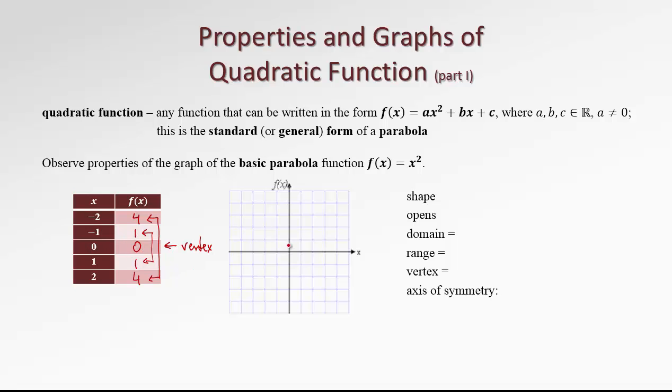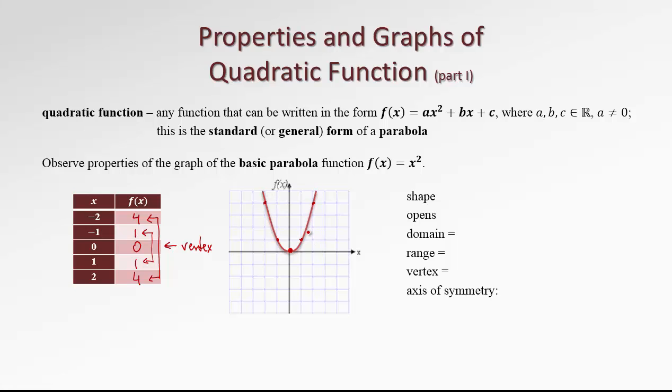So the vertex has coordinates (0, 0), it's here, and then to plot this pair of points, we'll go one across to the right and one up, and one across to the left and one up. Now the next pair, -2 and 2 with the value 4, we'll plot by going 2 across to the right and 4 up, and 2 across to the left and 4 up. So those are the 5 points that it's good to remember, and now we'll connect them to see the shape of the basic parabola x squared.